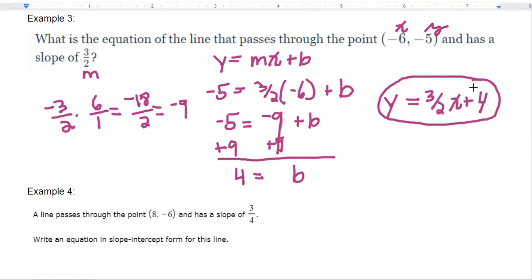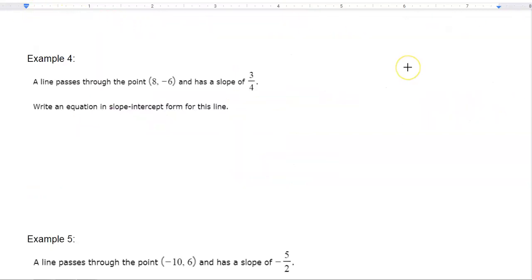Okay, let's take a look at a couple more examples. Okay, a line passes through the point (8, -6) and has a slope of 3/4. Write an equation in slope-intercept form for this line. So let's go ahead and label what we know. We know this is an x, this is a y, and this is an m. So y equals mx plus b. Let's plug in what we have.